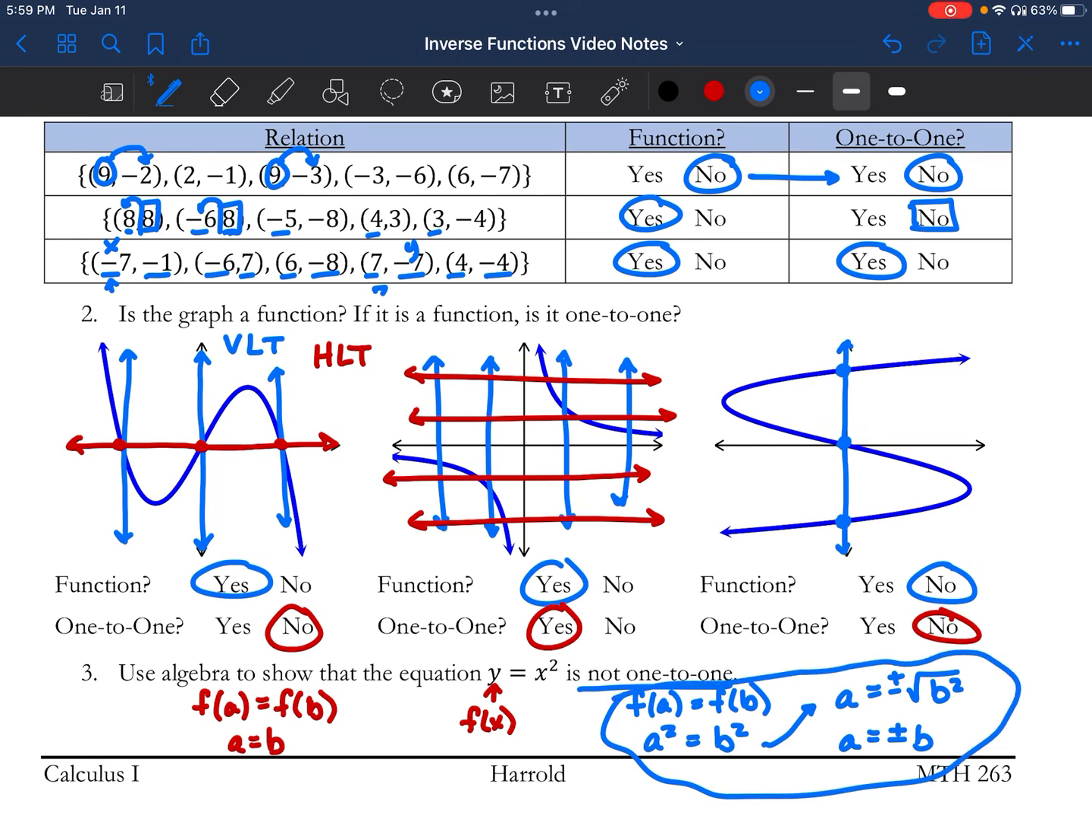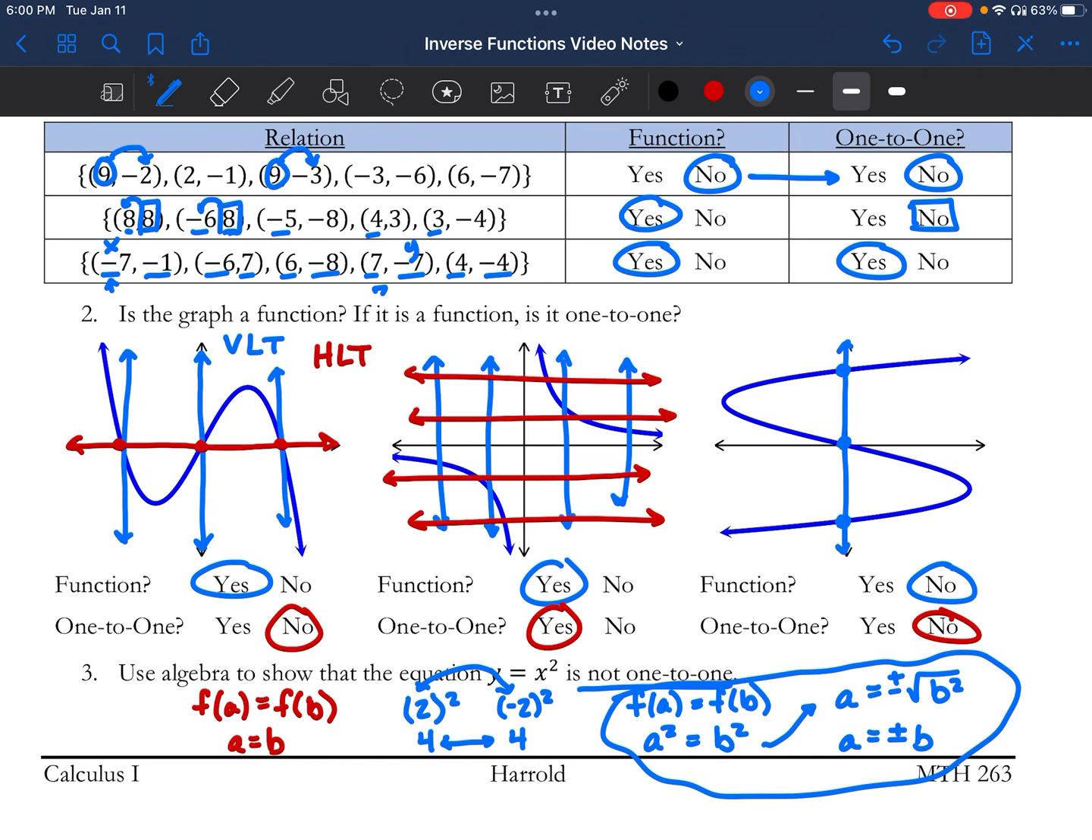Another way you could think about this, from the standpoint of numerically using algebra, is if I take the number 2 squared, we get 4. And if I take the number negative 2 squared, I also get 4. So notice here I have 2 y values that are the same, but x values that aren't. So that's another way I know that it's not one-to-one. That's just not really using my algebra skills.